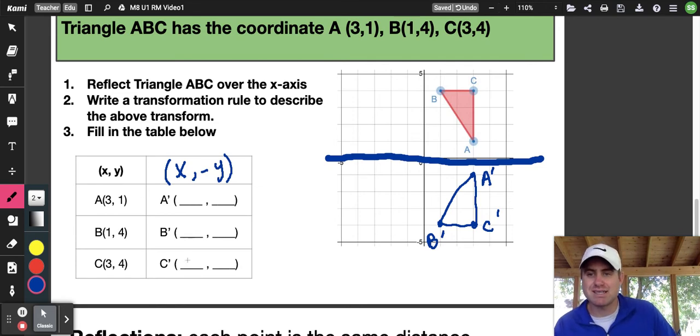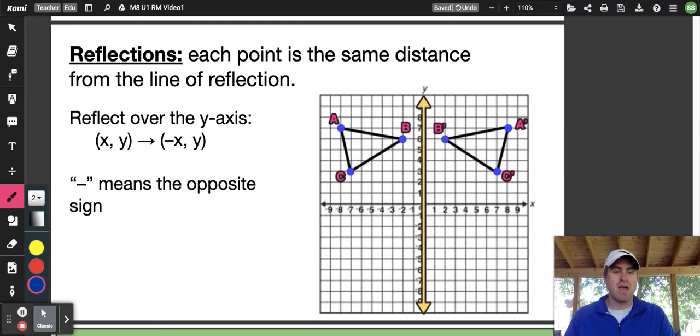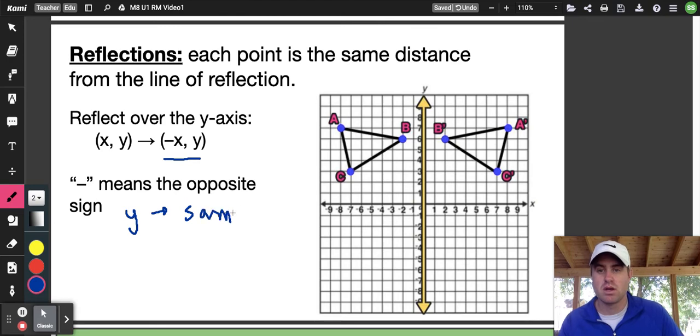And now we can talk about our ordered pairs. So remember, the x's stay the same, so write your x's down, 3, 1, 3. The y's take on the opposite. So the opposite of 1 is -1, the opposite of 4 is -4, and the opposite of 4 is -4. So we've performed a reflection. All right, now let's go over the y-axis. Everything's the same here, but at different axes. And it's very similar to before. When we reflect over the y-axis, here's our coordinate rule, meaning y stays the same. And x takes on the opposite.